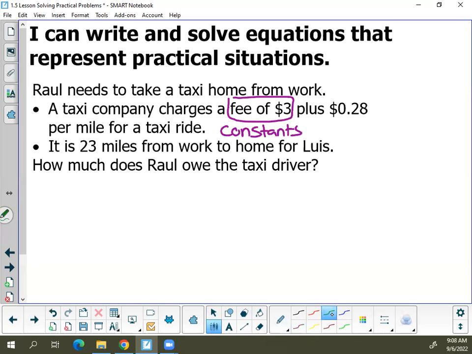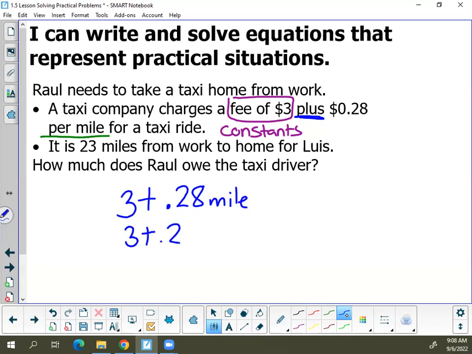And then we have this thing where it says 28 cents per mile. Per means to multiply. And that means we're going to be multiplying by something that we don't know yet. We don't know how far this cab is going to go. So we can set up an expression here to represent how much it costs to ride the cab. So it's $3 plus, the problem literally says plus, 0.28 or 28 cents per mile. And you can write mile, or you can say that miles is going to be X.